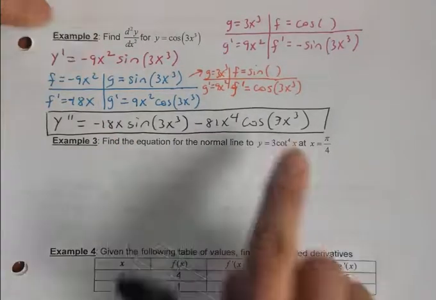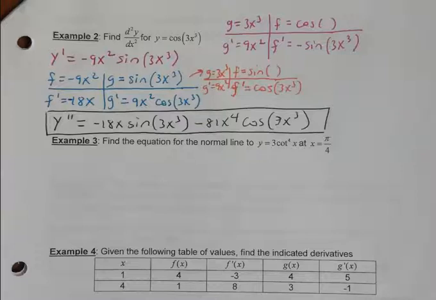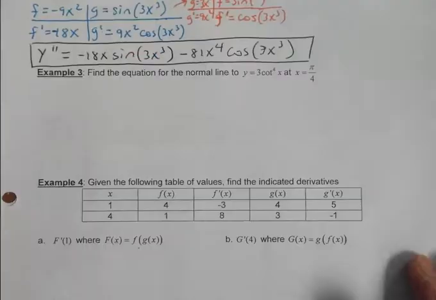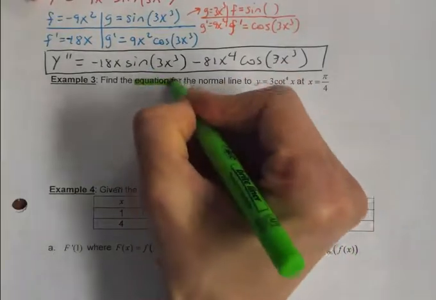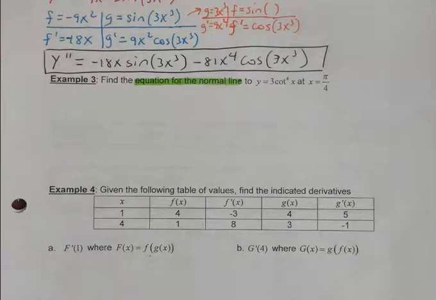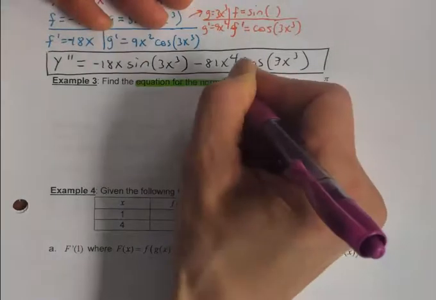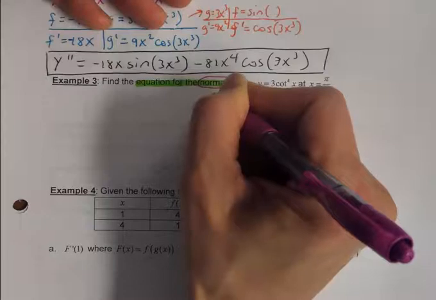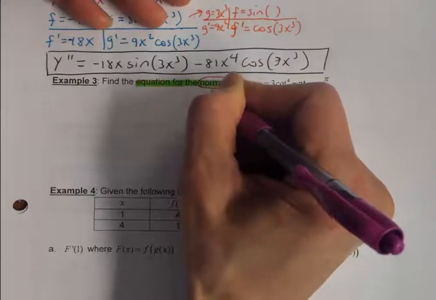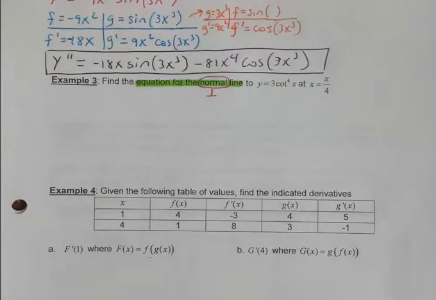Okay, let's continue. So now we're going to look at an equation for the normal line. So what is the equation for a normal line? All right, what does normal mean? It's perpendicular. Okay, it's perpendicular.